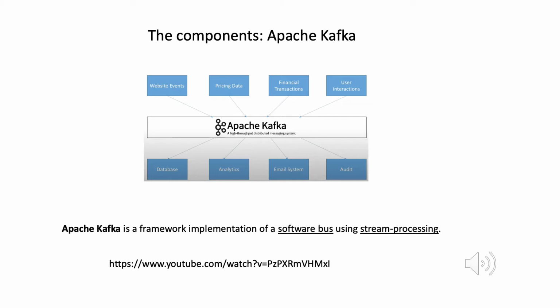Once the data is in Kafka, we can use it in another system of choice such as a database, analytics system, email system, audit system, or a machine learning application. Kafka has a latency of less than 10 milliseconds when transmitting messages, enabled by a resilient, distributed and fault-tolerant architecture.